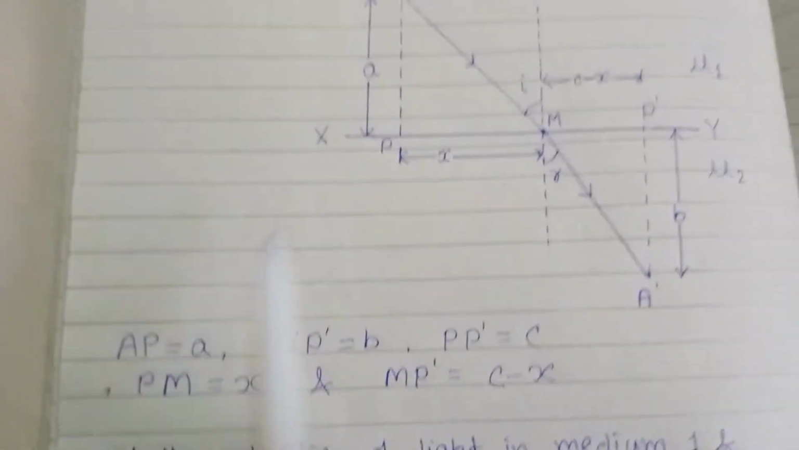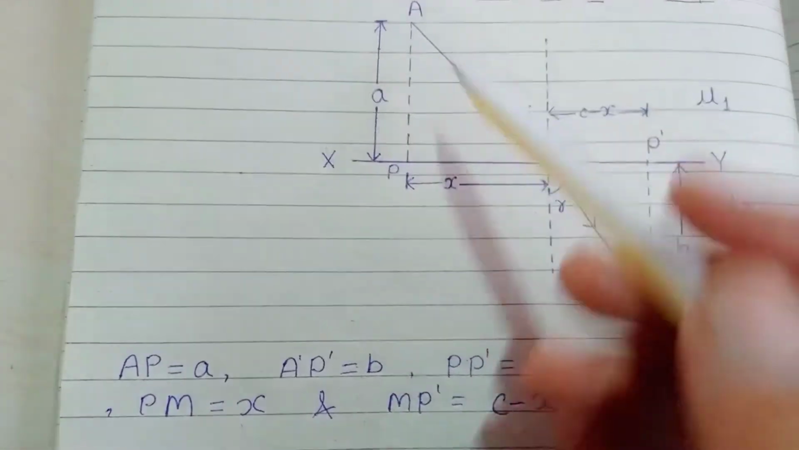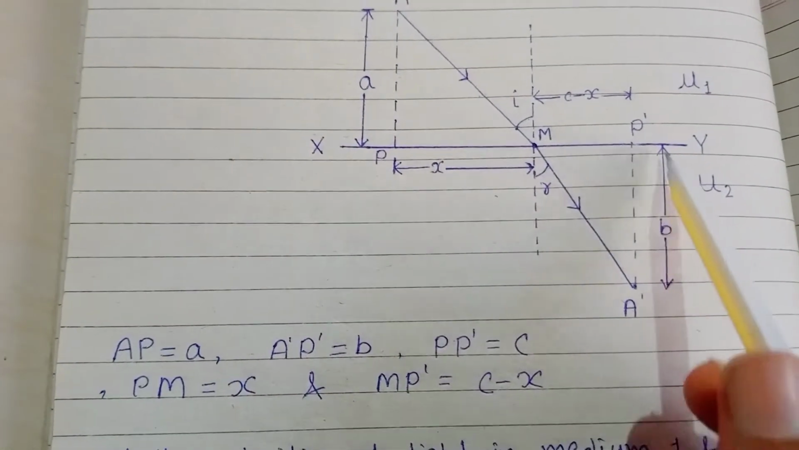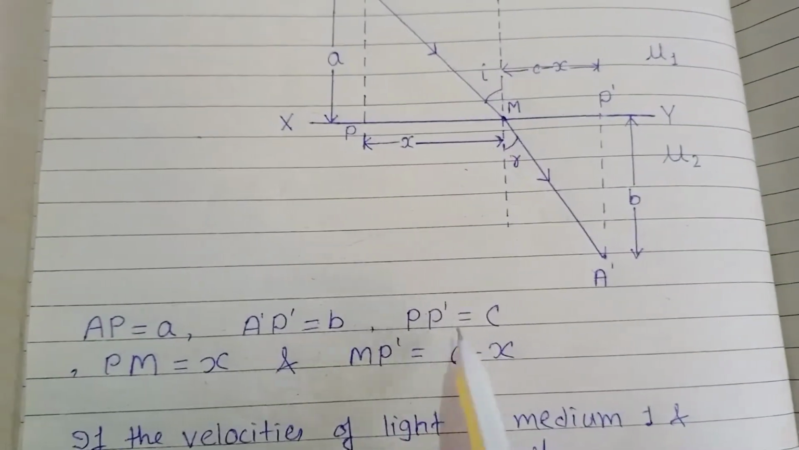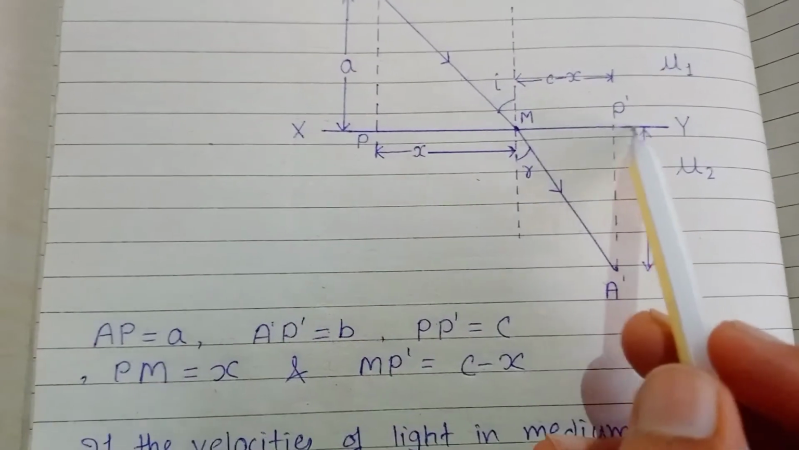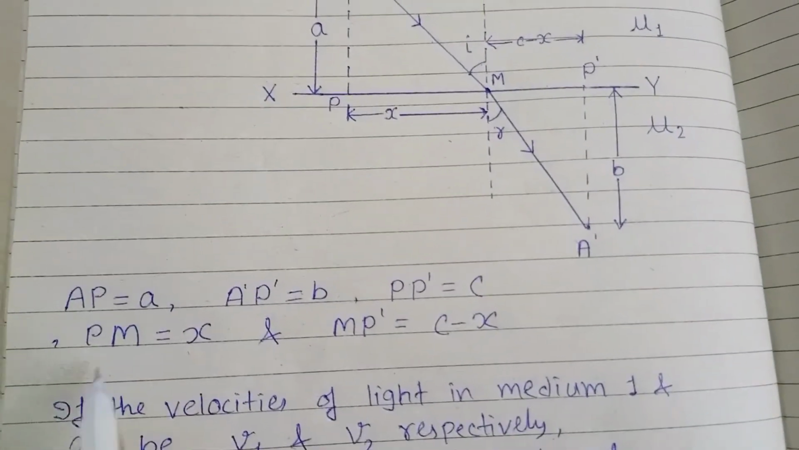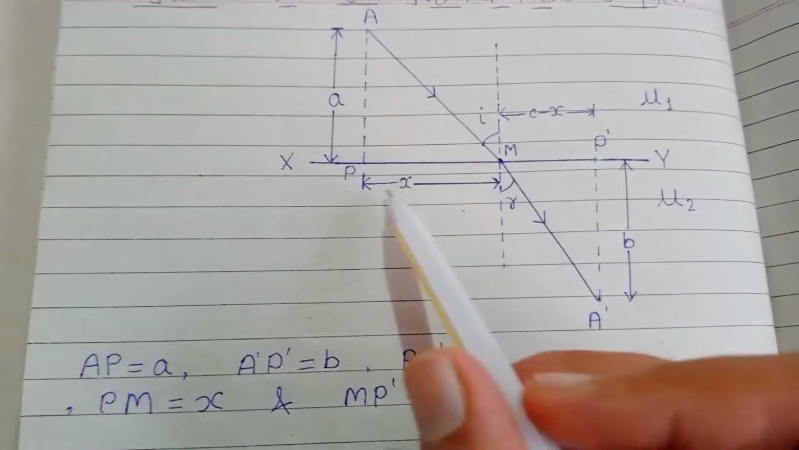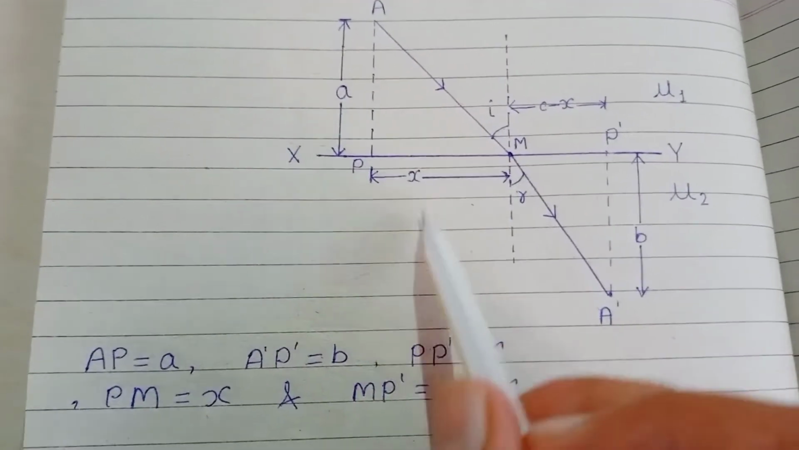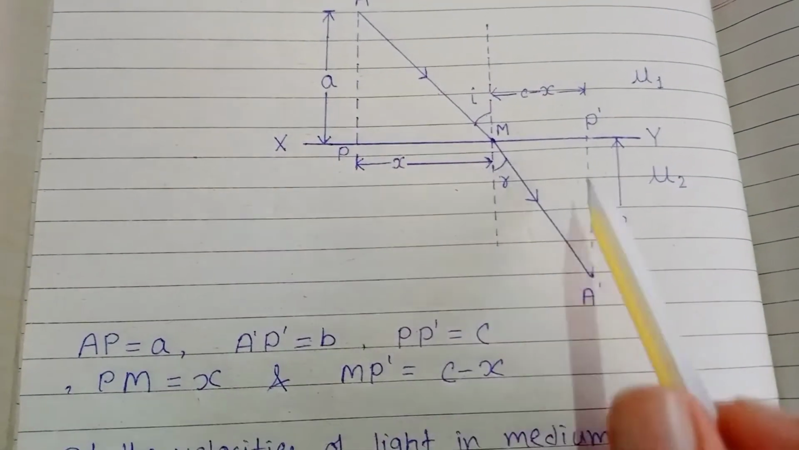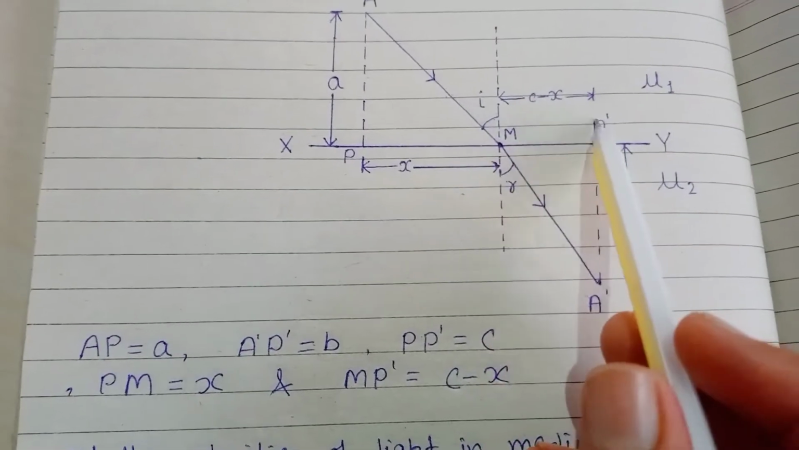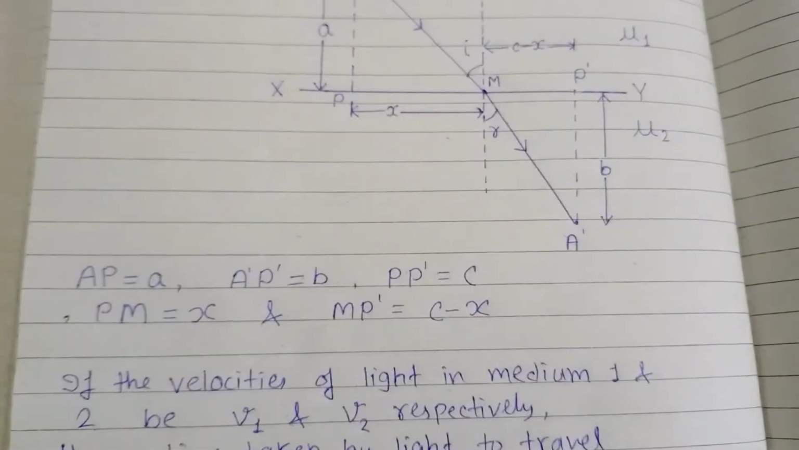Now these are the parameters. AP is equal to a. Here you can see AP is equal to A dash P dash is equal to b, this distance. PP dash is equal to c, point P to point P dash. And PM is equal to x, this distance. MP dash is equal to c minus x.